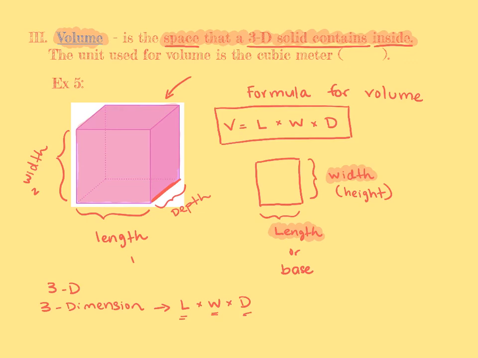The unit used for the volume, so the unit we use for volume is the cubic meter. So it's going to be meter to the third power this time, okay? And it's not going to be something else, or it's not going to be something to the second power. It's now to the third power, and we call that either meters cubed or cubic meter.